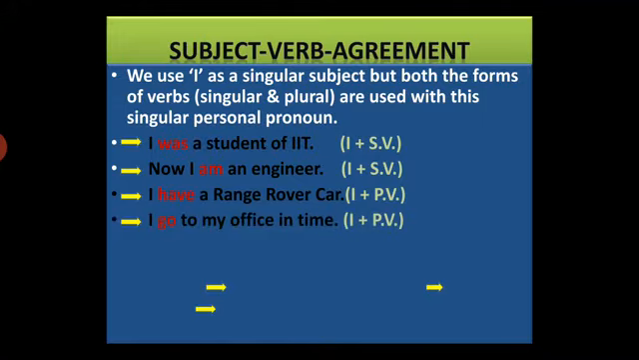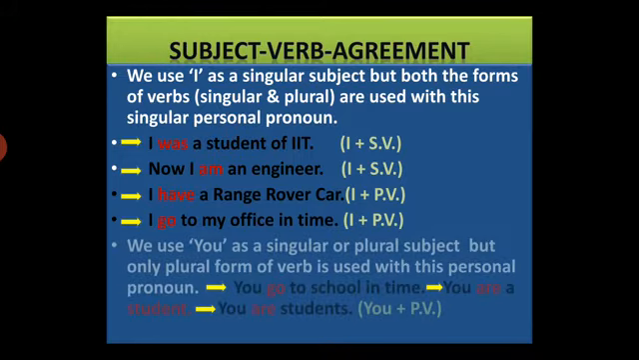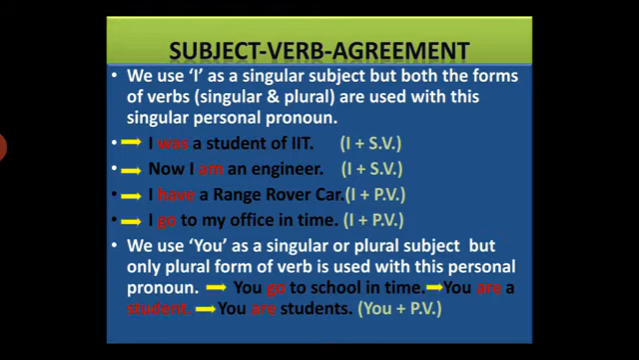In these two sentences, have and go are plural verbs. So, for the pronoun I, we use both singular and plural verbs. Now, let's know about you. We use you as both singular and plural. But whether it has been used as singular or as plural, we always use plural verbs.